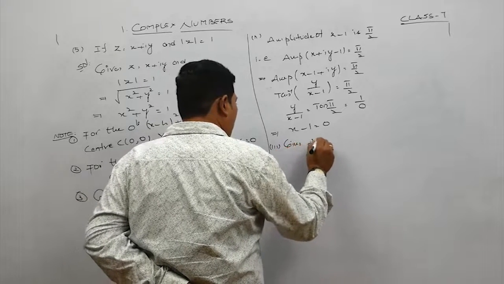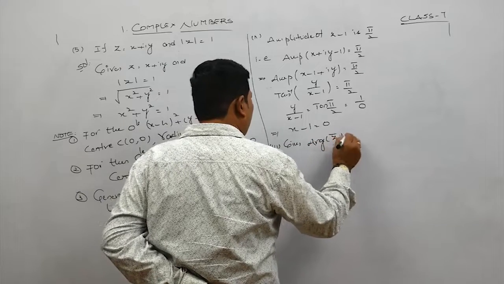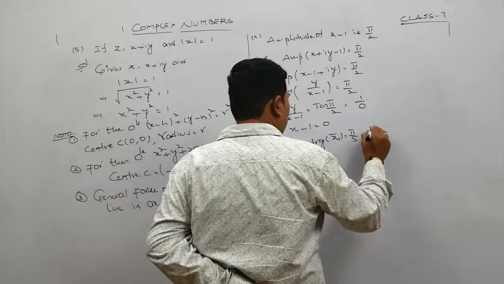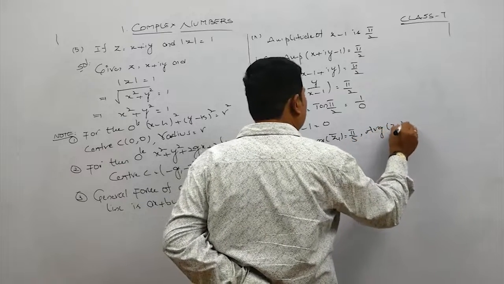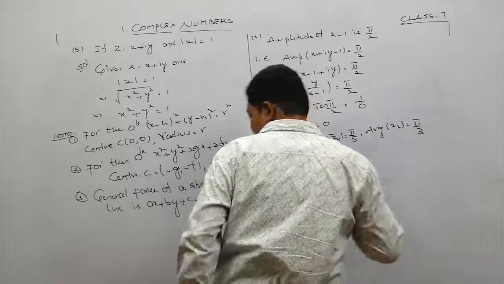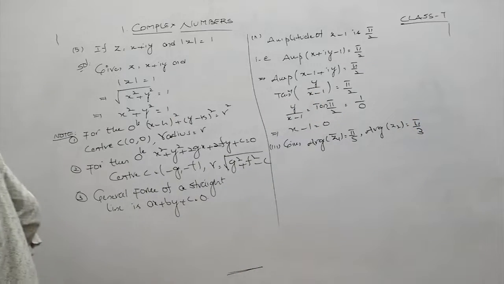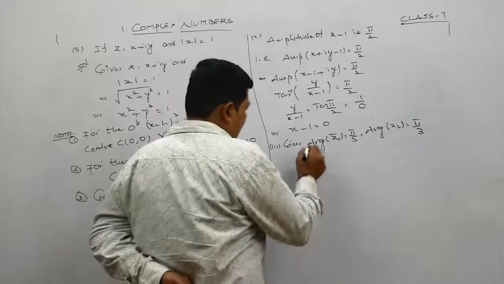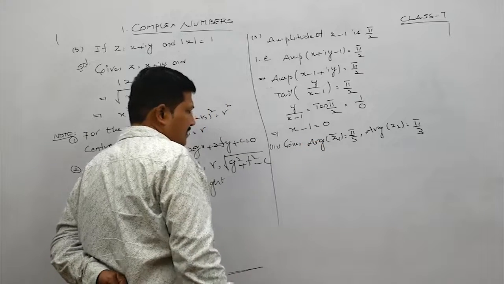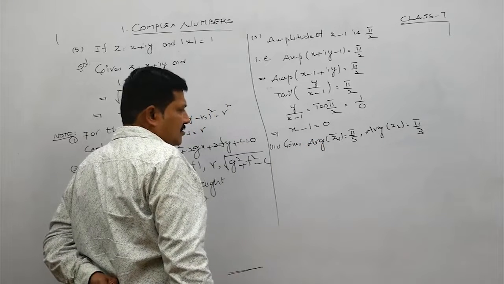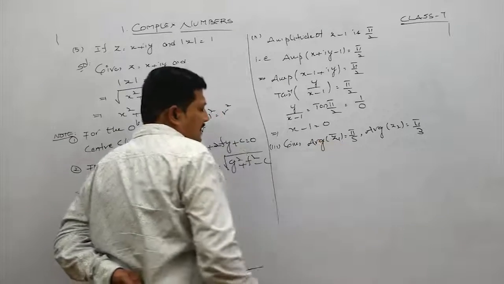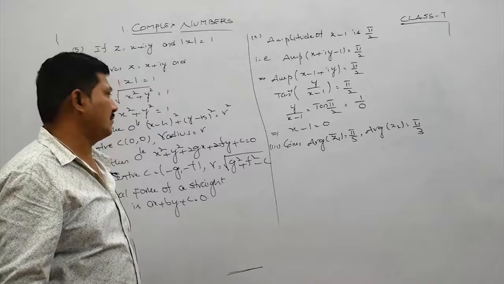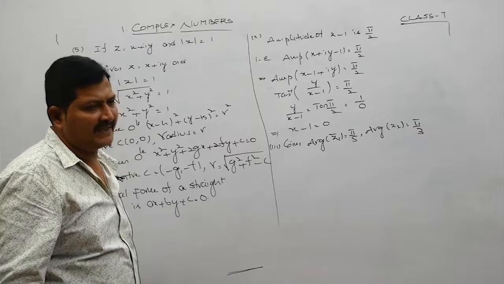Given argument of z1 bar is equal to pi by 5, argument of z2 is equal to pi by 3, then we are asked to find the argument of z1 plus z2. Here most importantly, that's last from the previous class, you must notice that z and z bar are the two complex conjugates whose argument or amplitudes differ with negative sign.